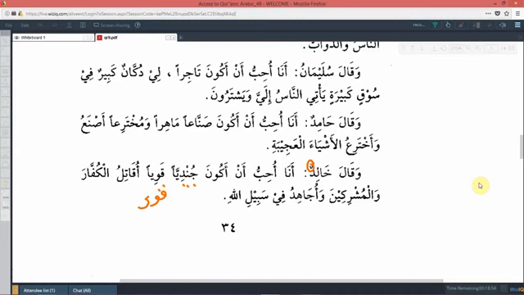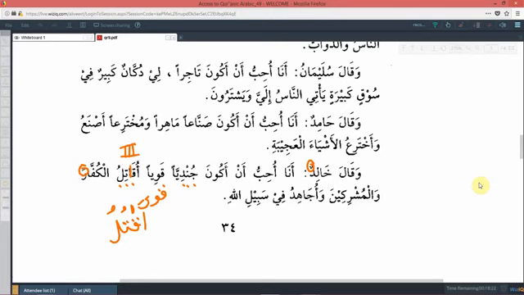Uqatilul kufara. Uqatilu from qatala, meaning here in this form 3, meaning to fight. قتل would be to kill. أقتل, for instance, أقتل would be to kill. With this alif here, it means to fight. Right? Al-Kufar, I fight the disbelievers. Wal-Mushrikeen, and the polytheists.